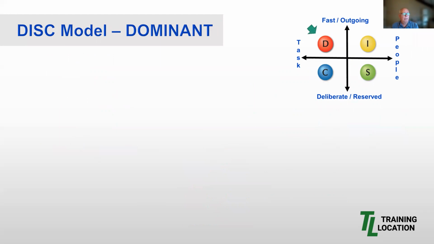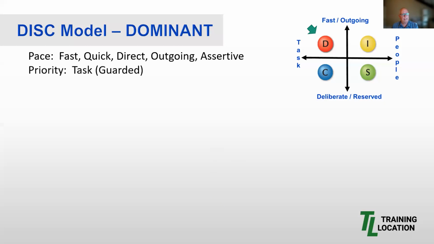So as you can imagine, the D is, as we've covered before, a fast pace. I'm also inserting quick and direct and outgoing and assertive. I'm trying to throw these descriptors in to get you comfortable with using whatever term you like to determine a fast pace. The priority, as we've learned, is task. Some people say that a D is guarded behavior and not quite as open as an I or an S. The nickname for this is a problem solver, and maybe the next sentence will help us understand that.